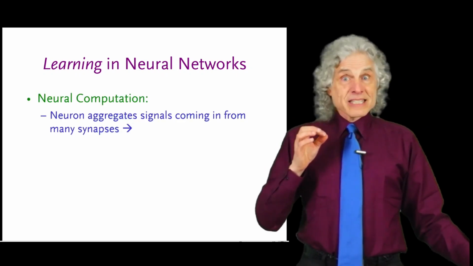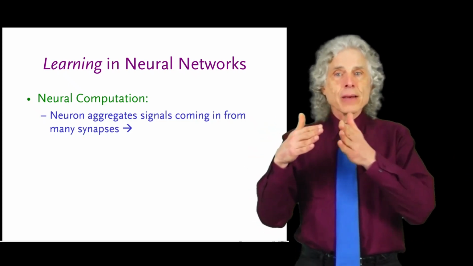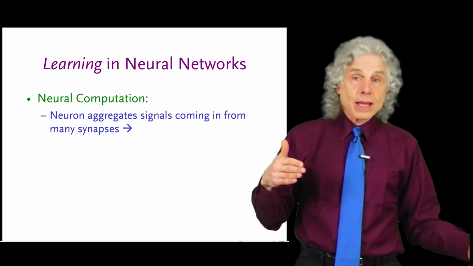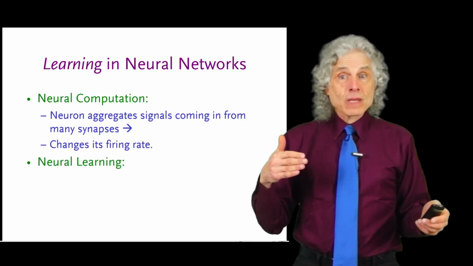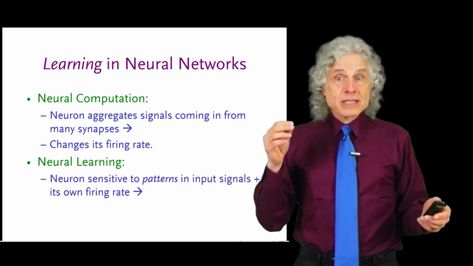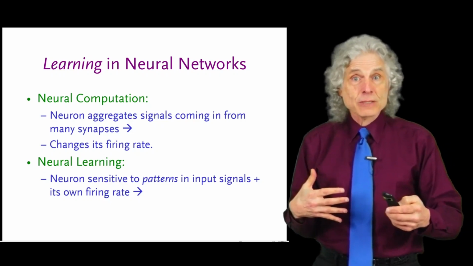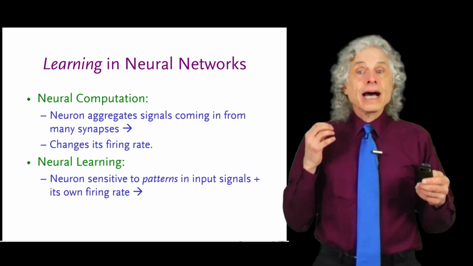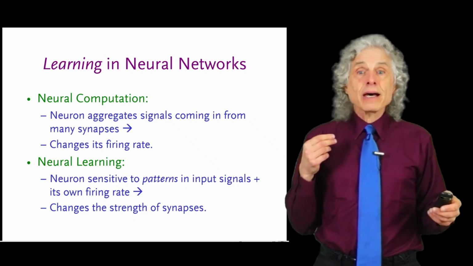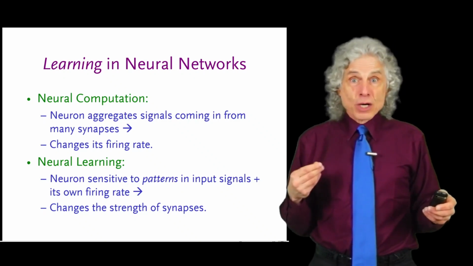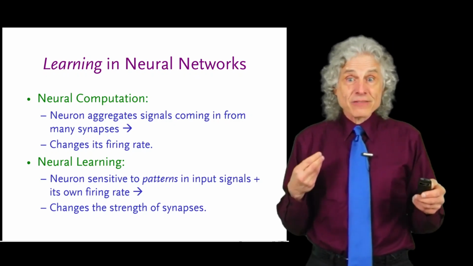If you conceive of neural computation as neurons that aggregate signals coming in from many synapses and changing their firing rates, then neural learning would consist of neurons that are sensitive to patterns in their input signals and their firing rates, and changing the strength of synapses in response. That's what learning would consist of in neural networks.